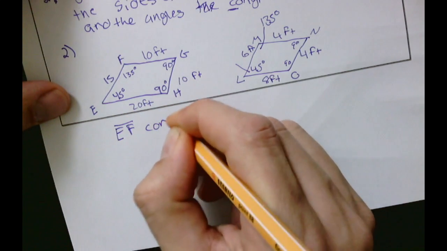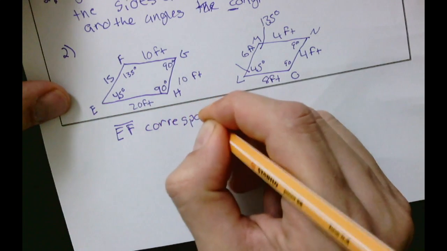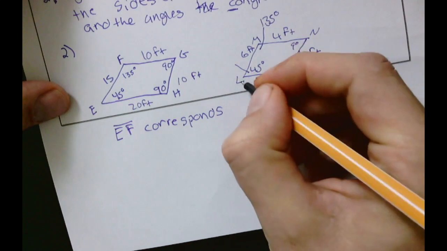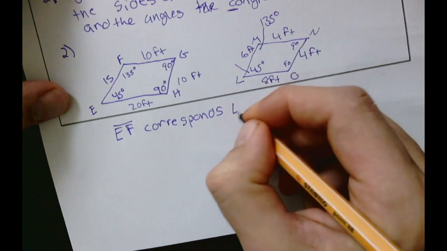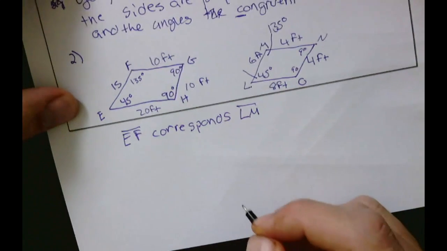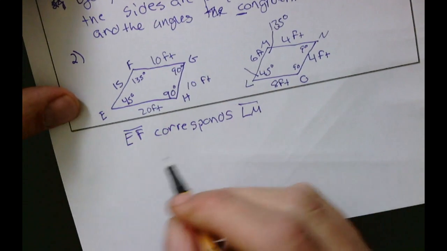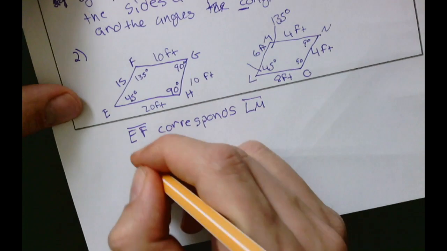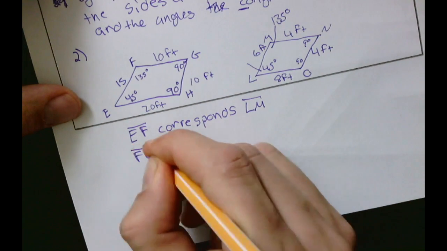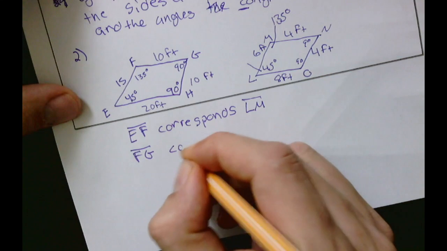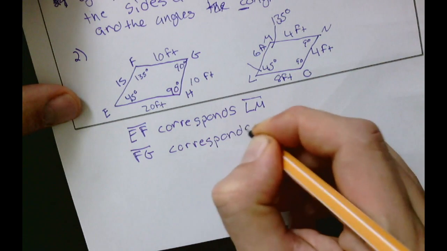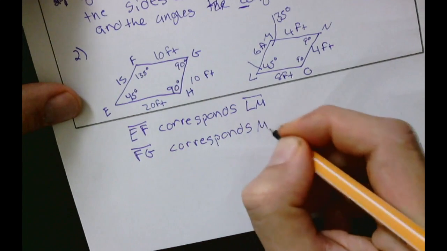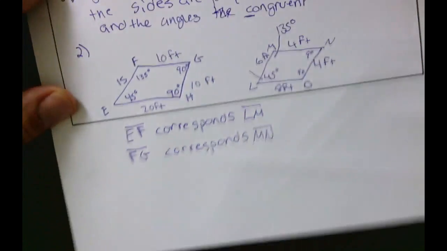corresponds to LM. Okay, let's continue with our corresponding sides. We have FG corresponds to MN.